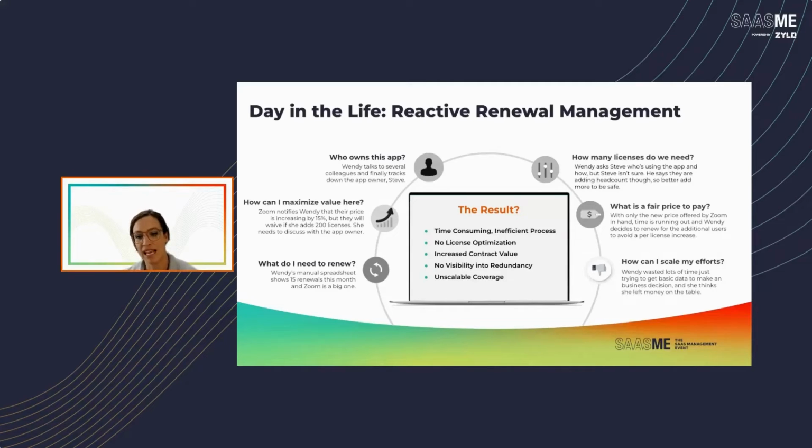And then ultimately, as Wendy does this once and realizes she has 14 more, she knows this is unscalable and she's certainly not going to be able to increase her procurement coverage as she continues down this manual road.